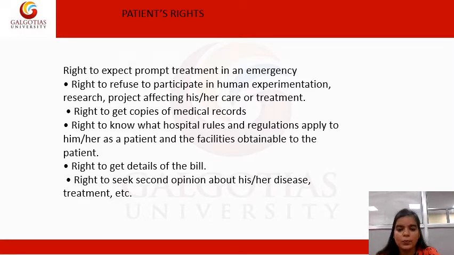Right to seek a second opinion about his or her disease treatment. Suppose I am not okay to go for a particular treatment, because maybe I'm not willing, or I have a second thought, maybe I don't want to go for surgery, or I can just stay on medicines. This is my opinion. If I am having a second thought, I should tell my doctor, and that doctor should always consider it. It is not one way, it is always two way. You have your own thinking, your own mindset, your own thoughts, and we do respect that.